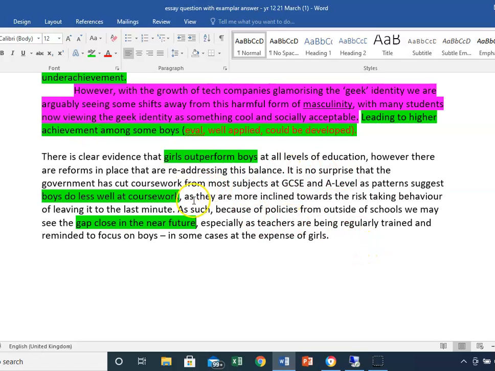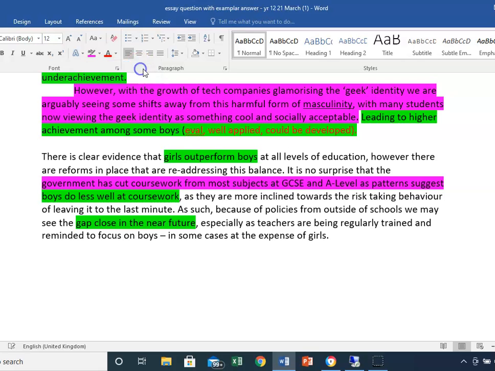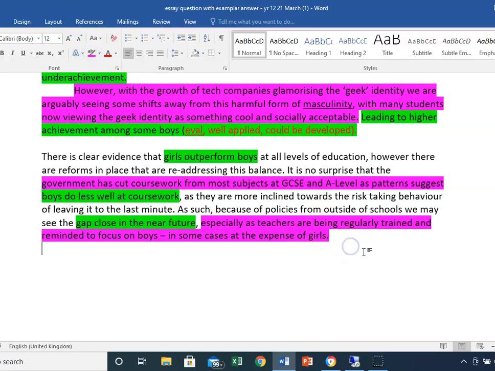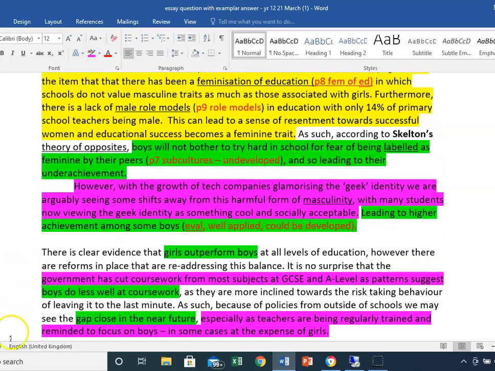And this is quite nice evaluation of what you've already argued. Okay, so the removal of coursework, I guess, is evaluating the idea that girls outperform boys, and the fact that teachers are being trained to focus on boys at the expense of girls. That's some evaluation as well. So that's a really nice conclusion.